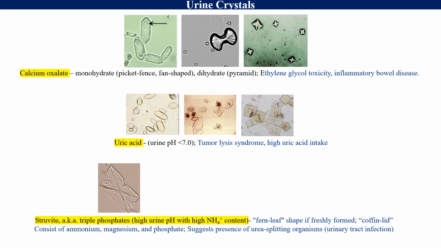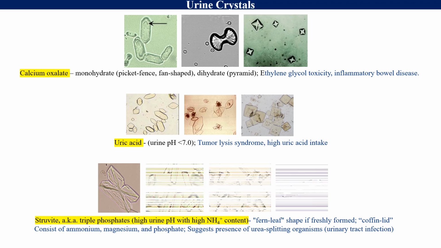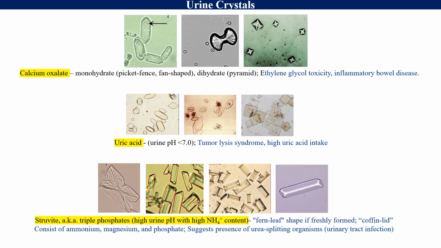Struvite, also known as triple phosphate crystals, may take the form of fern leaf if freshly formed. Otherwise, they are often likened to coffin lids. These crystals precipitate at high urine pH with high ammonia content produced by urea splitting organisms. The presence of struvite crystals suggests urinary tract infections with urea splitting bacteria.